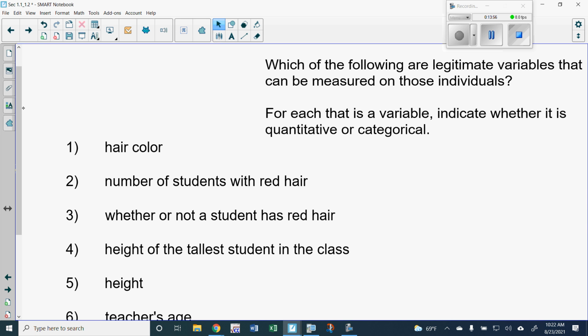So first question, is it a variable? Yes or no? If it's no, you're done. If it's yes, then is it a Q or is it a C? Okay? I'll give you about a minute or so to do those, a minute and a half.